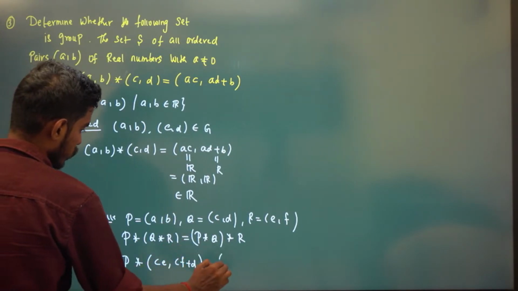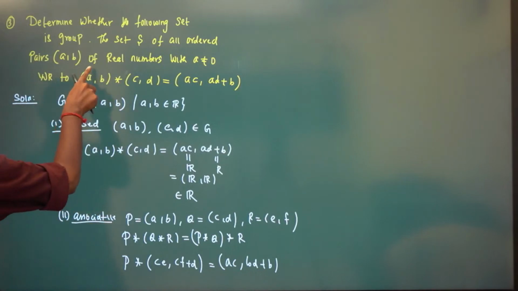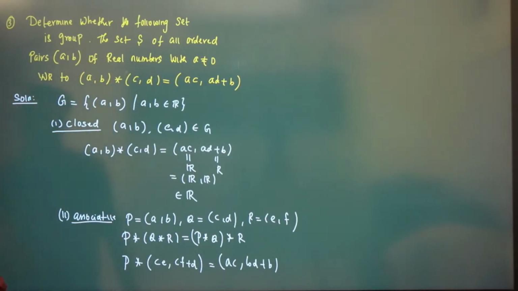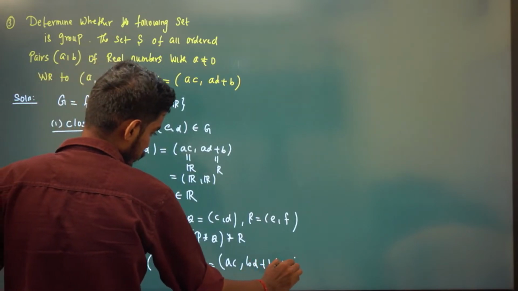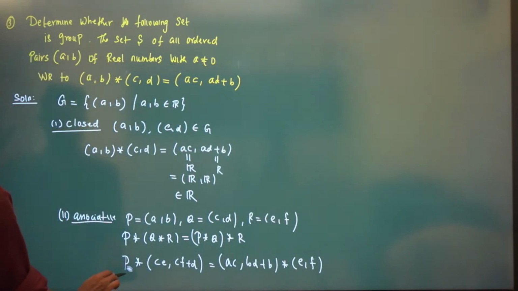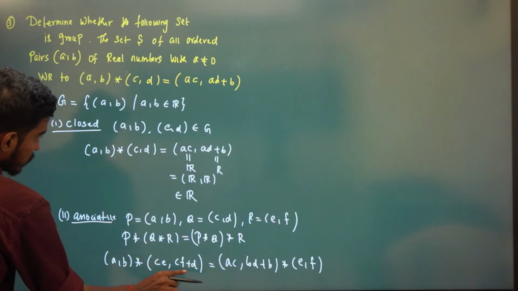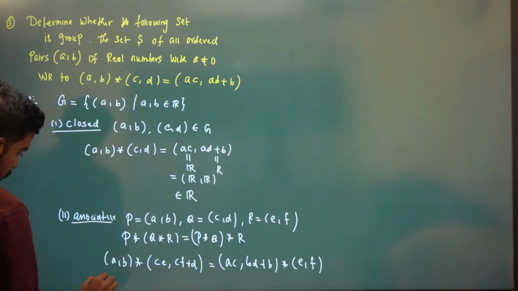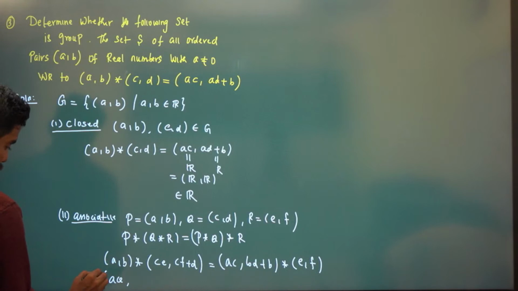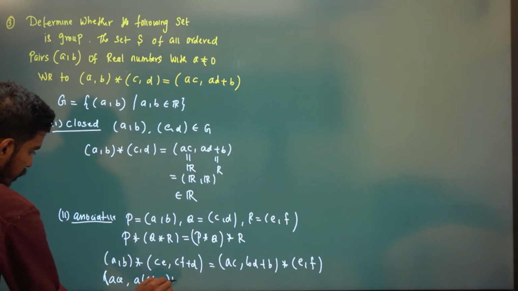What is P star Q? (AC, AD + B). You just have to perform this operation: (AC, AD + B) star R, where R is (E, F). P is (A, B). So again you perform this, right? So (ACE, AC into F plus AD plus B), right?